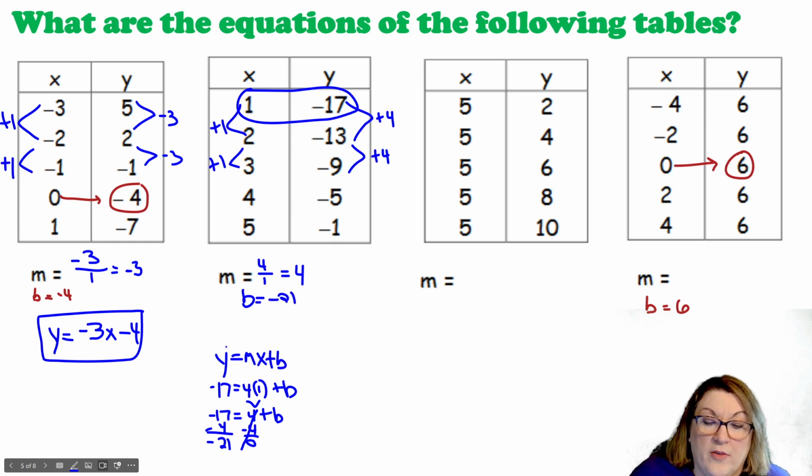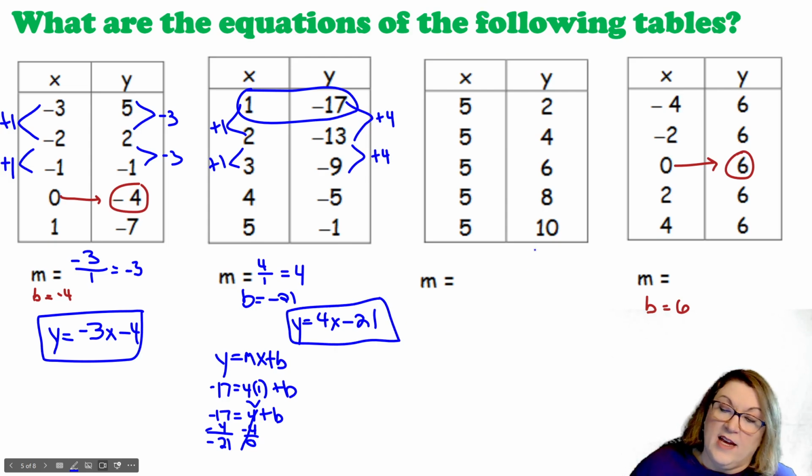Now, I had to do a lot of work to make that happen, but now that I have it, I can write my equation. y equals 4 times x minus 21. That's the equation of this line.